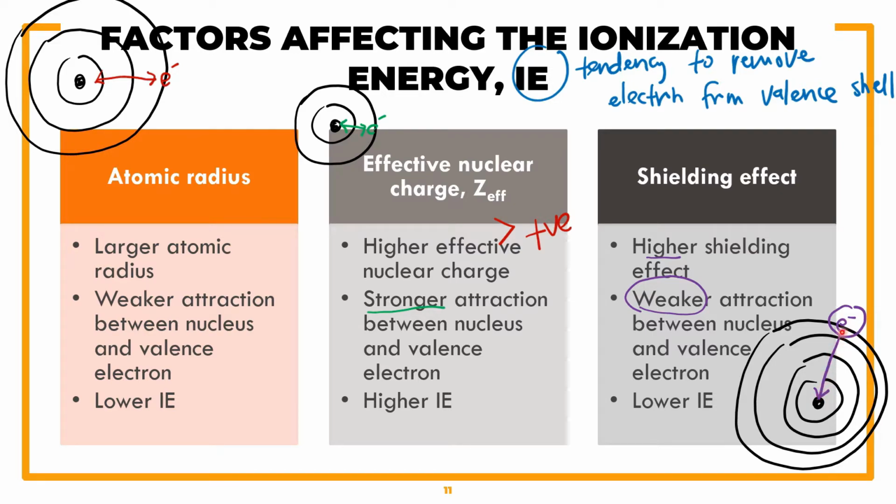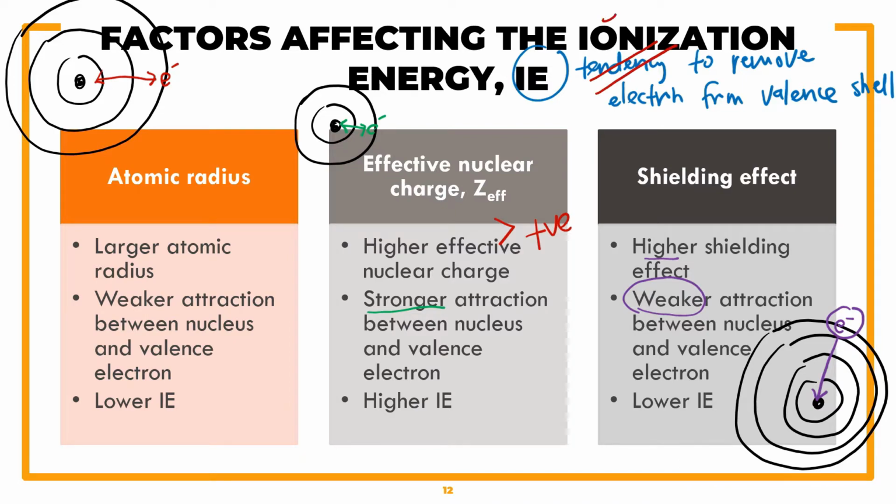So, apabila tarikan ini dah menjadi weaker, can we easily remove this electron from the valence shell? The answer is yes, sebab this valence electron is less attracted to this nucleus. So adakah proses to remove this electron require greater amount of energy? The answer is no. Lower energy required to remove this electron, memandangkan attraction between these two has become weaker. So lower the IE.